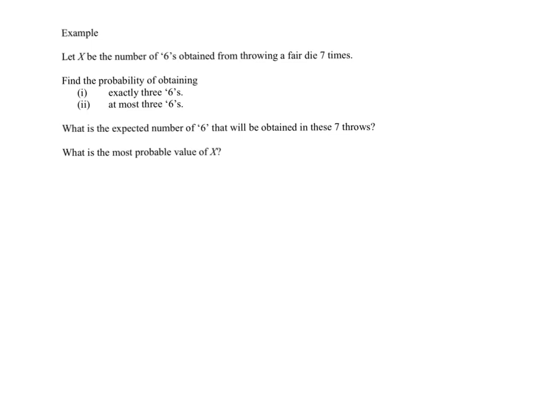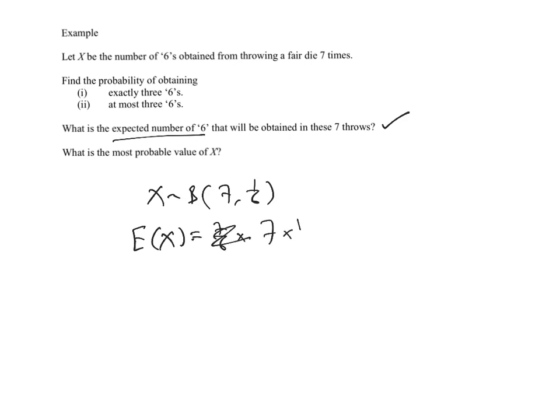Now next part: what is the expected number of sixes that are obtained in the 7 throws? Because x follows a binomial 7, 1 over 6, we are looking at the expectation of x, which is 7 times 1 over 6. So it is 7 over 6. And for the variance of x, if the question asks you to find it, the variance of x would be 7 times 1 over 6 times 5 over 6, so 35 over 36.